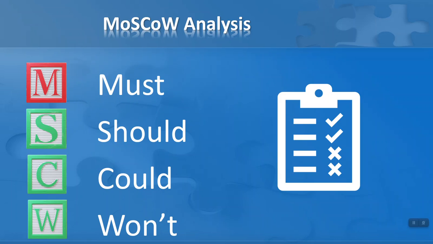So let's straight away jump in and see what the letters in MoSCoW analysis stand for. You can see at the top of my screen I have a capital M, a capital S, a capital C, and a capital O. And the analysis doesn't have anything to do with the lovely city of Moscow itself. The M stands for must, the S stands for should, the C stands for could, and the W stands for won't. So let's see what we mean by all of these.